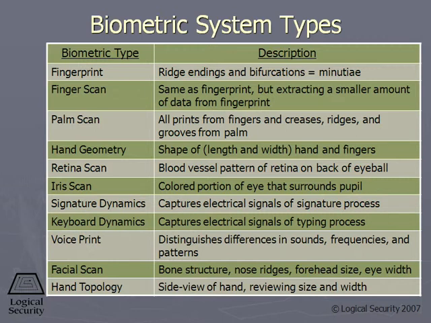Signature dynamics actually will collect electrical information as you write your signature. It's how you hold the pen, the pressure that you use, how fast you write your name, and then your signature. So all of those will be captured and put into a binary format. Because it's much easier to forge somebody's signature than it is to forge how they write their signature.